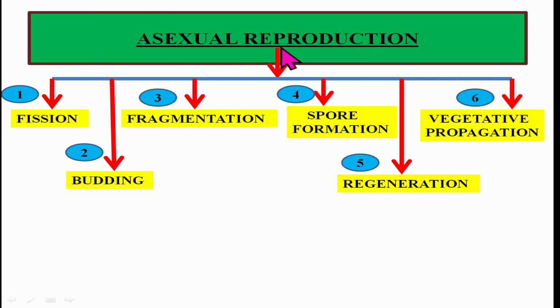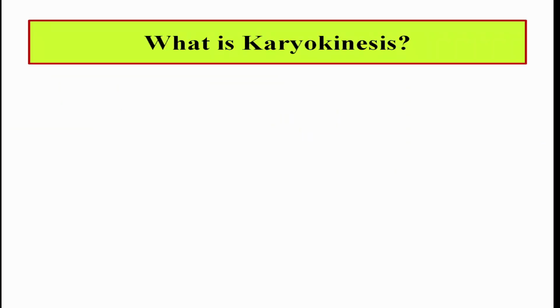Okay, so now let me tell you what are the types of asexual reproduction. So first one will be fission. Second, budding. Third, fragmentation. Fourth, spore formation. Fifth, regeneration. Sixth, vegetative propagation. So first topic, let me tell you afterwards. So before that, we are going to see what is karyokinesis.